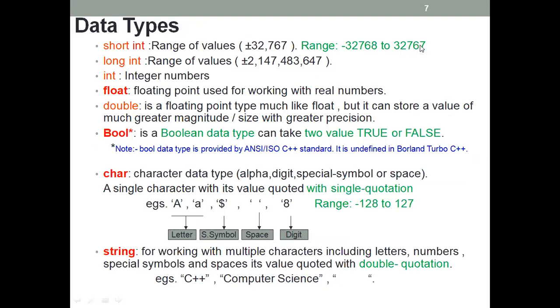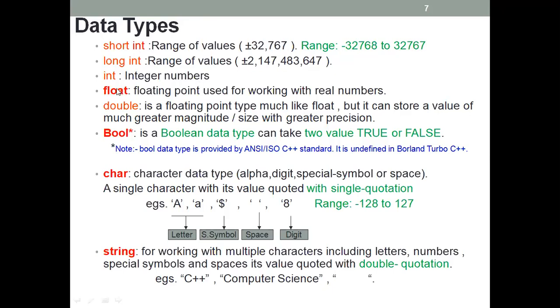The value is different here. This is an 8, this is the 7. The minus is the minimum value, the plus is the maximum value. So if they ask what is the minimum value of short integer, minus 32768. What is the maximum value of short integer? You have to write plus 32767. Then other types are bigger numbers. I don't want you to memorize.